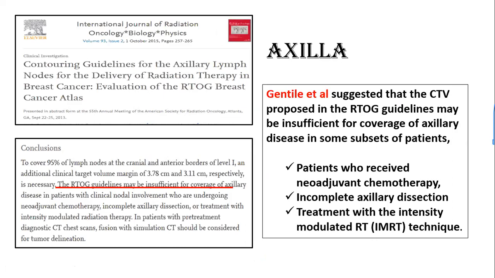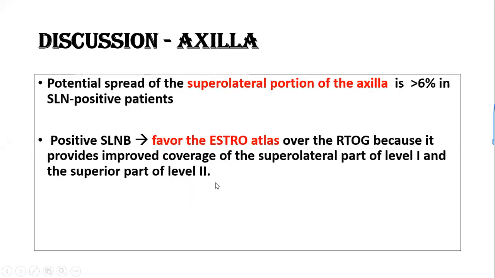Coming to the axilla, this is a study by Gentle et al. As we know, RTOG has a smaller volume compared to ESTRO in axillary lymph nodes. They suggested that the RTOG volume is insufficient to cover axillary disease, especially in patients who have received neoadjuvant chemotherapy, or when there is an incomplete axillary dissection, or when we are going to treat our patients with IMRT technique or even proton beam therapy. So they concluded that the RTOG guidelines are insufficient for axillary coverage.